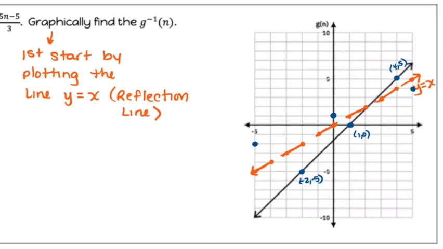So I have my 3 points here, and I'm going to connect those points. And this is g inverse of n. Each of these points has been swapped over that reflection line. That's why that reflection line is very important when you're graphically determining or finding the inverse.